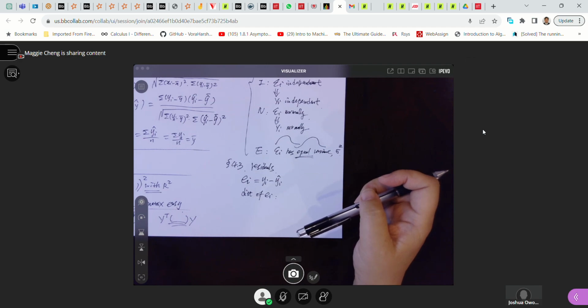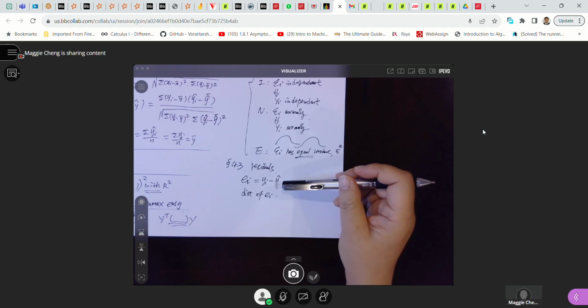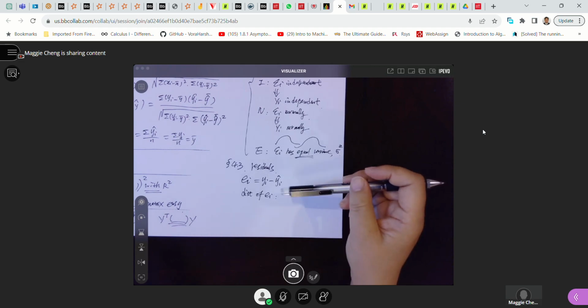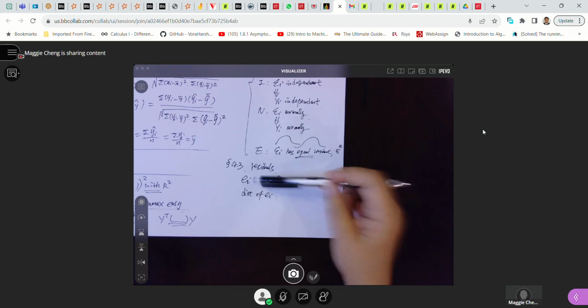y hat is beta 0 hat plus beta 1 hat xi, let's say just a simple linear regression. xi in the regression class is considered a given constant, okay? But beta 0 hat and beta 1 hat are normal, right? So it's a linear combination of normals, so y hat is normal. This is something we proved earlier. Don't forget the conclusion: the difference between two normals is still normal.